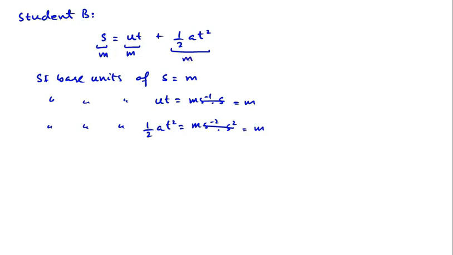Now students, note that all 3 terms in the equation suggested by student B have the same SI base unit, meter, so the equation is homogeneous and may be correct. Students, the third topic, checking the homogeneity of physical equations, ends here. Now let's do some past paper questions on all the 3 topics learned in this lesson.